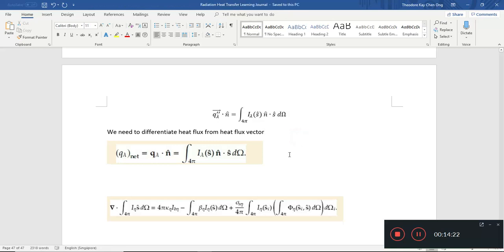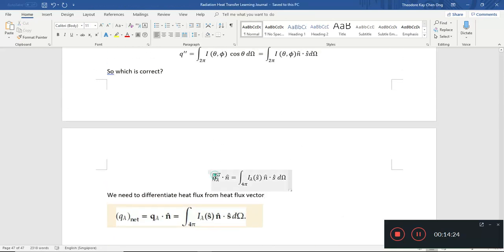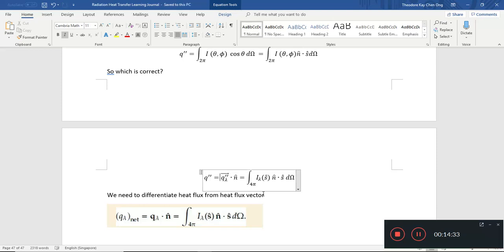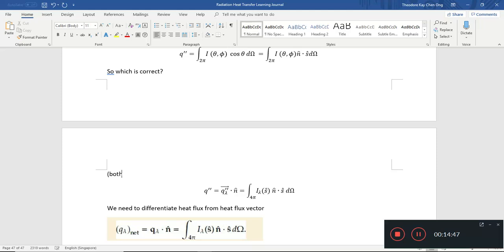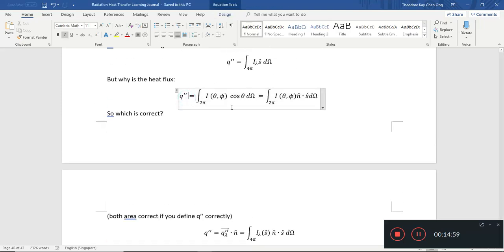All right. So what is the heat flux vector? Okay, so Q, the heat flux scalar, is equal to the heat flux vector dot product with the surface normal, and is equal to this. So actually both are correct if you define the heat flux correctly. So this one is the scalar version, and this one is the vector version.